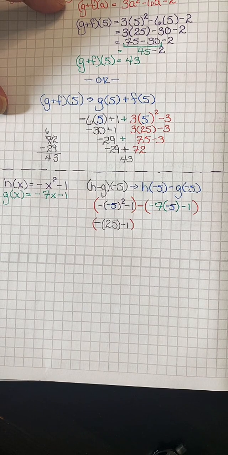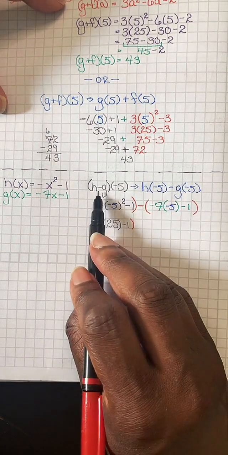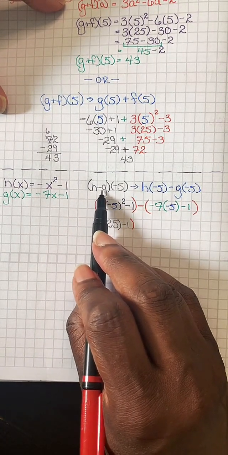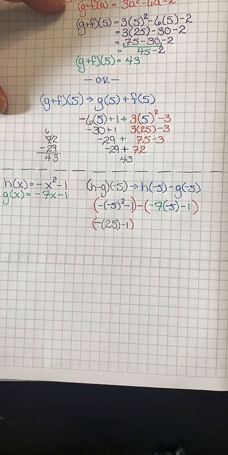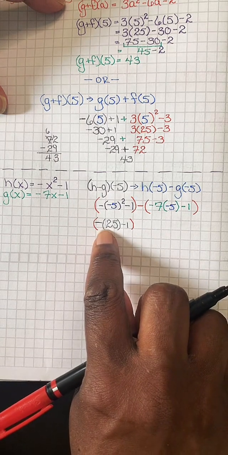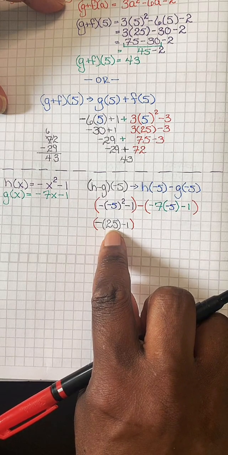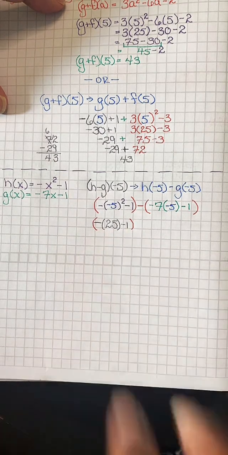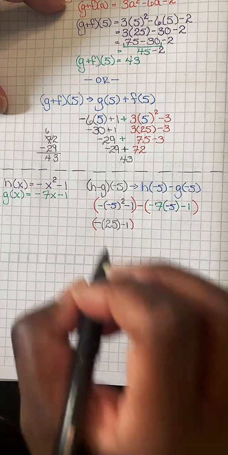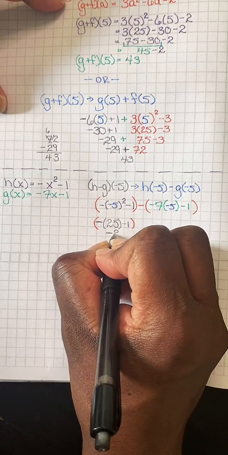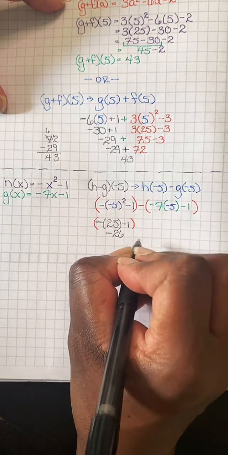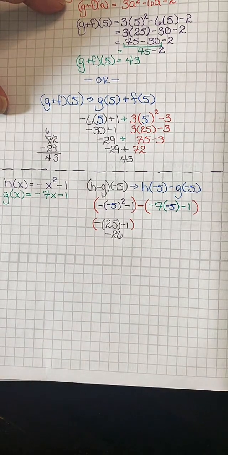All right, how do we know to subtract? Because right here in the beginning it says h minus g. That's how we know we're going to be subtracting. So now we have a -25 minus 1. So -25 minus 1 gives me a -26, because when the signs are the same, you're adding.